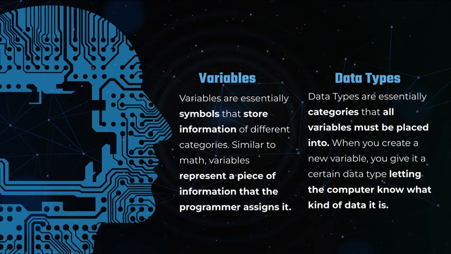To begin with, let's explore variables. Variables are essentially like symbols that store information in different categories. You've probably heard the term variables in math, and this is very similar to that concept where variables represent a piece of information. In this case, it's just that the programmer is assigning it a value.